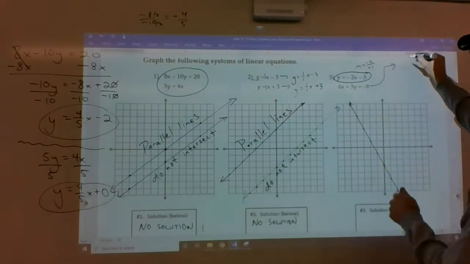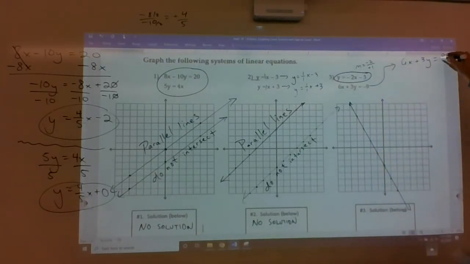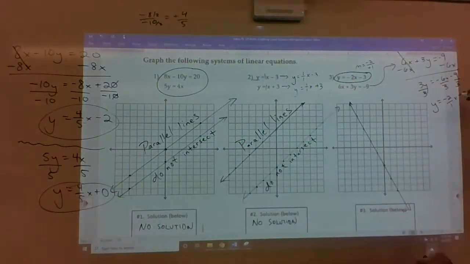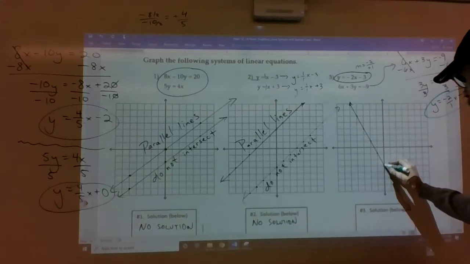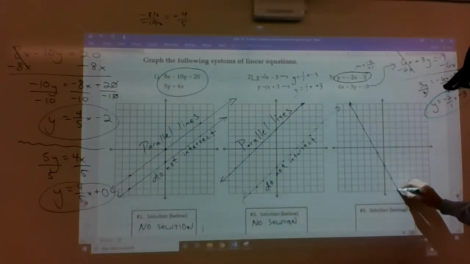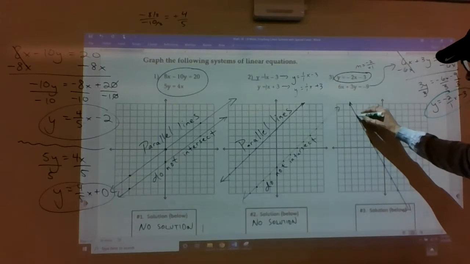Second one, I've got to get y by itself, so I'm going to subtract the 6x first. Then divide everything by 3. y equals negative 6 divided by 3 is negative 2 over 1 x minus 3. I'm starting at negative 3 on the y-axis, going up 2 left one or down 2 right one, down 2 right one, up 2 left one.